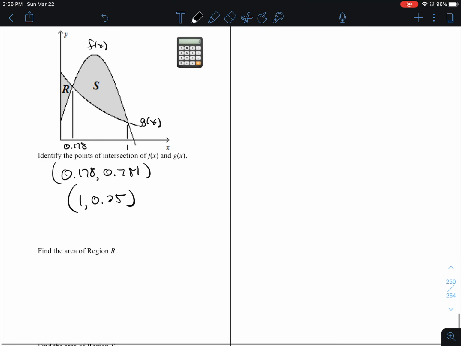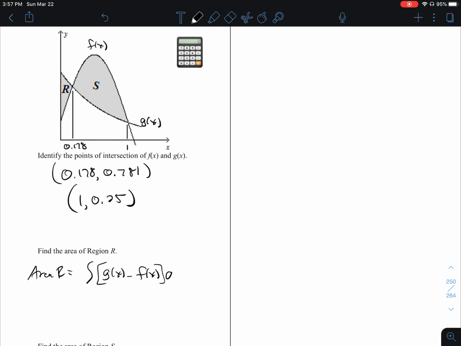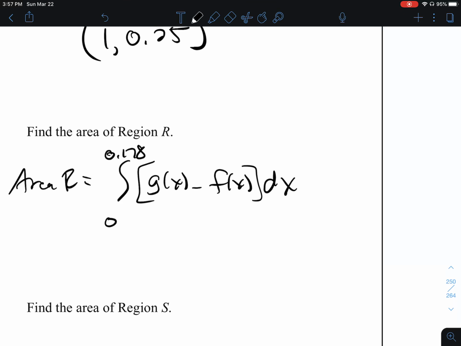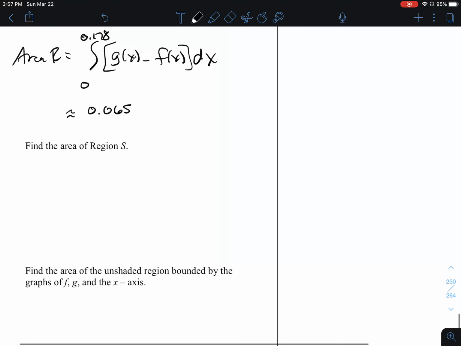Find the area of region R. Which one's the upper curve for this one? G is. So G's got to be first, followed by the lower curve, which is F. The lower limit is 0. The upper limit is 0.178. This is a super zoomed in picture of this graph, by the way. And that's obvious when you find this area of 0.065.